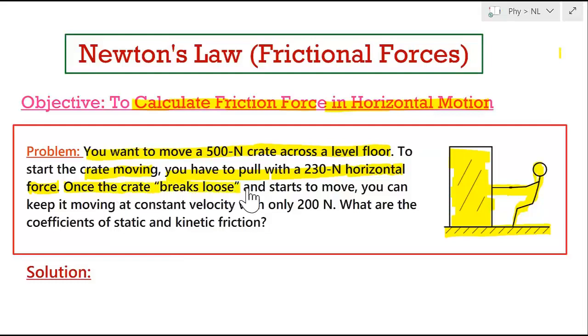Once the crate breaks loose and starts to move, you can keep it moving at a constant velocity with only 200 Newton. So this means you can apply a relatively smaller amount of force to keep this moving with a constant velocity. What are the coefficients of static and kinetic friction? So we have to calculate the coefficient of kinetic friction and the coefficient of static friction. So let us do this problem.